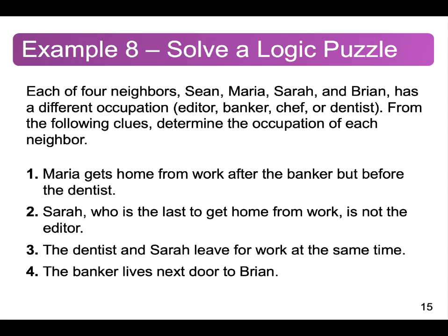So here we have 4 neighbors, Sean, Maria, Sarah, and Brian, each with a different occupation: editor, banker, chef, and dentist. From the following clues, determine the occupation of each neighbor. Here we have to assume that the statements are true, but if we make that assumption, then we have to draw a particular conclusion, which makes it deductive reasoning.